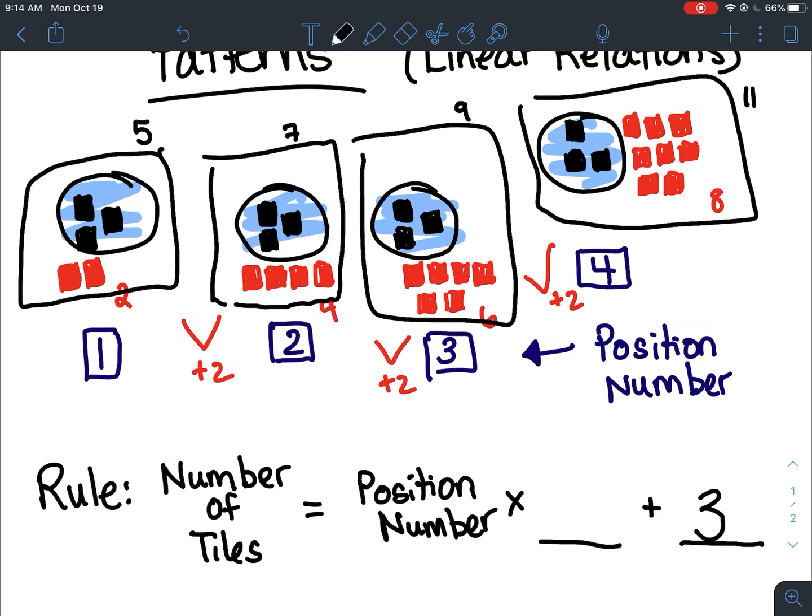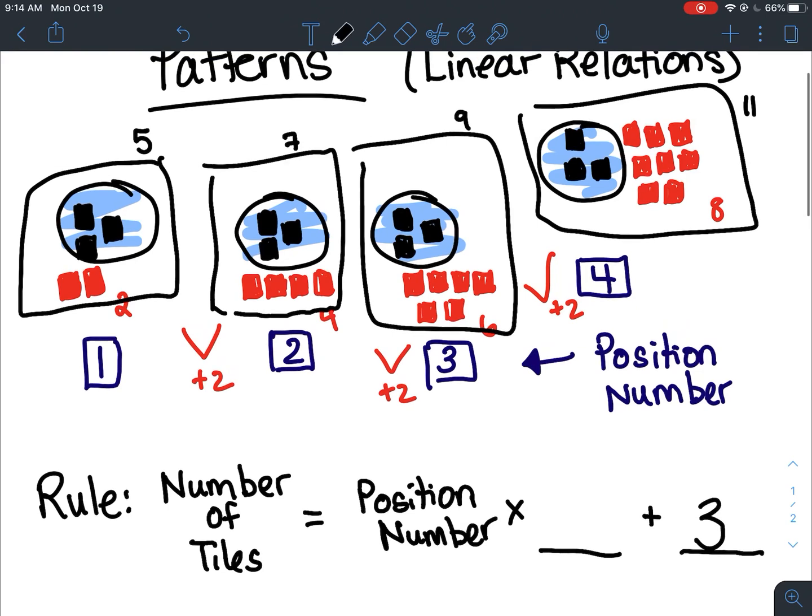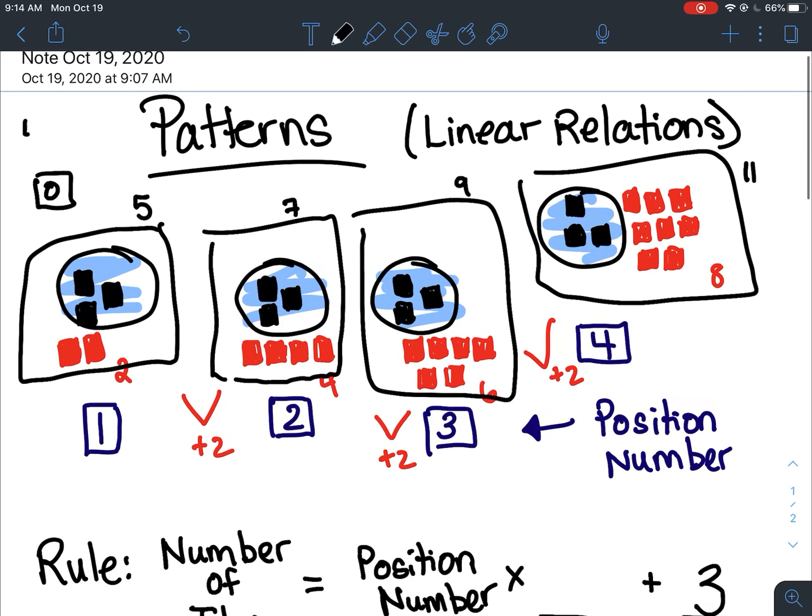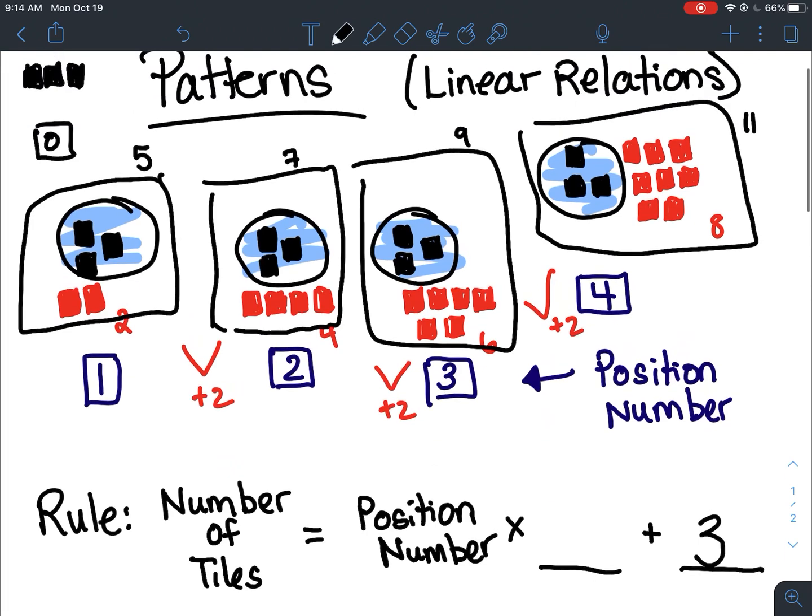It's also known as the y-intercept, or the initial value. It's what you're starting with. You're starting with 3 tiles. If we were to back up to position 0, like you know how it's 1, 2, 3, 4, if we were to back it up to position 0, we would only have 3 black tiles. So that's our constant. We're always going to have 3 black tiles in every position.